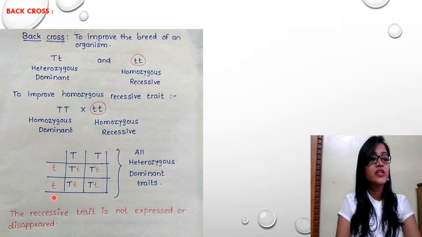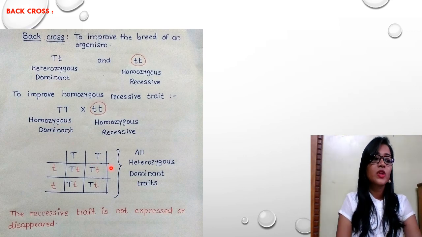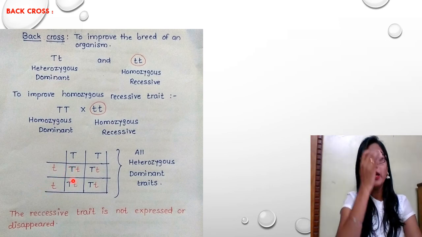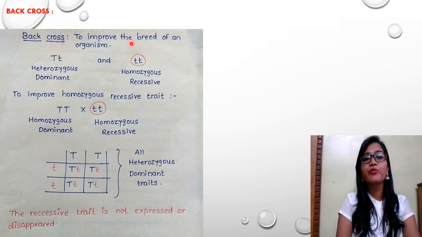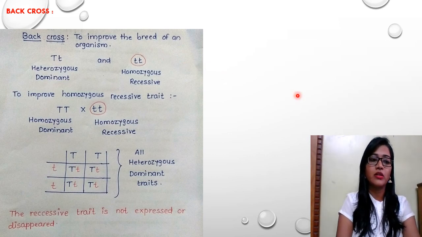So this homozygous dwarf will be crossed with the homozygous tall trait. We will plot a Punnett square, and in this Punnett square, we get that all the plants are tall, and the small t type of genotype is completely eliminated, or it is not expressed in the F1 generation. So backcross is used to improve the breed of an organism. It is also used for that mechanism.